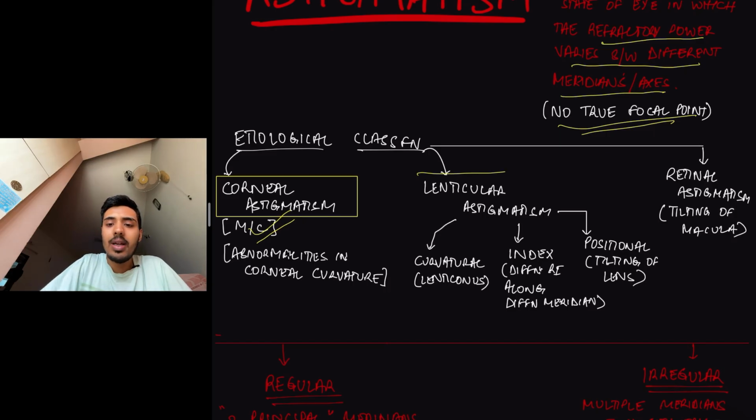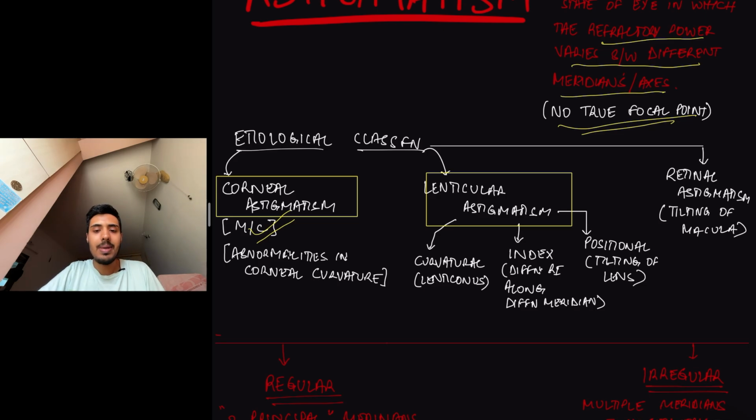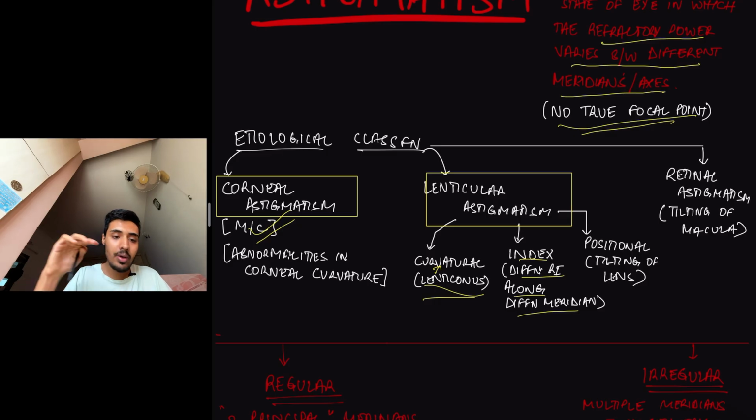Next, coming to lenticular astigmatism. Now, what is lenticular astigmatism? In lenticular astigmatism, the curvature of the lens, for example due to lenticonus, can differ from one axis to another. The refractory index can differ along one meridian to another, or because of the lens itself tilting in one way, the power on one side might be different to the power on the other axis. So it can be positional.